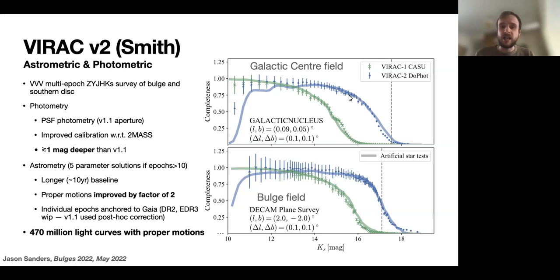As you can see here, now in low crowded regions, we go down to about magnitude 17 in K, whereas around the galactic center, it's more like 16th, 17th. And then also the reduction has proper motions measured because of the very long 10-year baseline, and these are anchored to the Gaia reference frame.